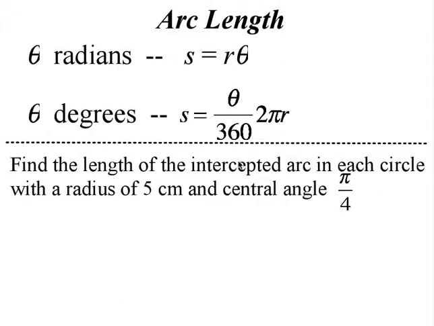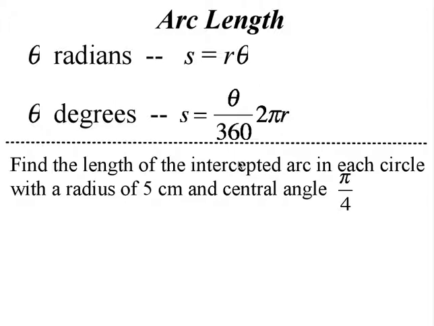So up there on the board, you're going to notice there are two formulas because if you remember, last week we learned about another way to measure angles. And so we know that there are radians and there are degrees. And so we've got two different formulas based on that. Okay, and so those are the two formulas, S equals R theta, and S equals theta over 360 times 2 pi r.